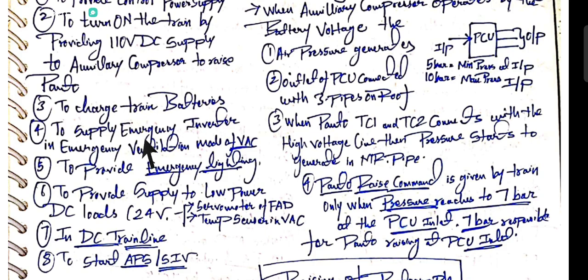Okay, to supply emergency inverter in emergency ventilation mode of VAC. In VAC, there are different modes like ventilation mode and boot up mode, right? Ventilation mode is also known as emergency mode. It is a scenario in which your VAC won't be working. So if your VAC is not working, then we need to provide ventilation in the car.